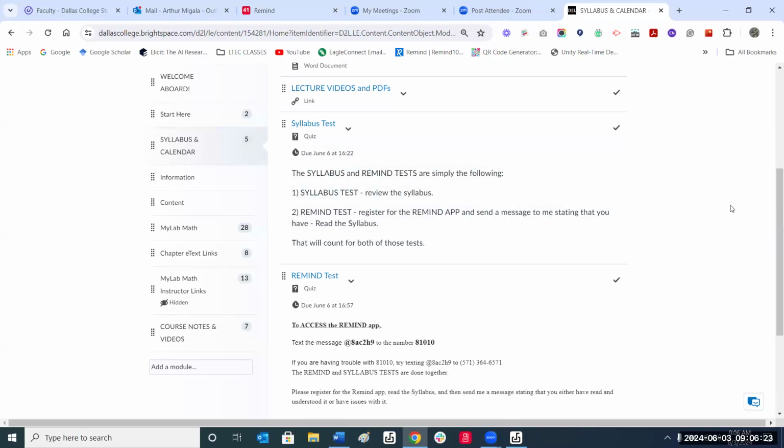As you can see, also, they're tests. They both count 100 points for your final grade. Now, all you have to do here is look at the syllabus. If you understand it, send me a message on Remind saying, I've read the syllabus, I understand it. If you don't understand the syllabus, say I've read the syllabus, I have these questions. And then I'll respond to them. That's it. You get 2 free hundreds there.